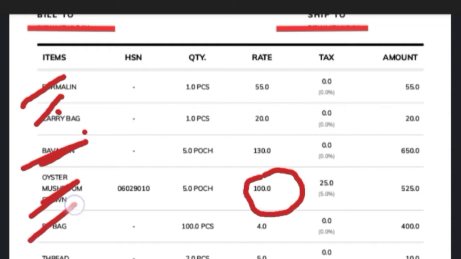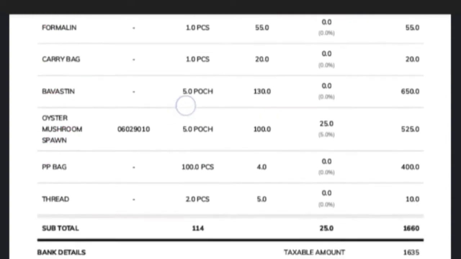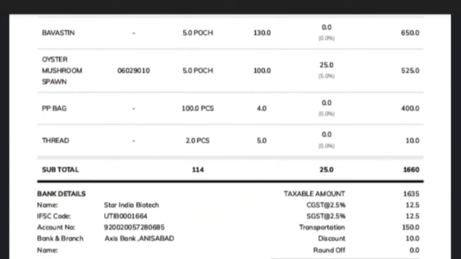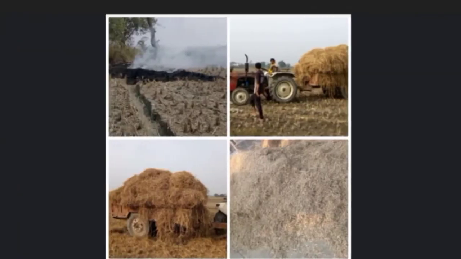The next one is the PP bag. What is a PP bag? I will show you. It is a sterilized polythene bag which is very clean, where we are going to put all the paddy straw and distribute all the spawn. We ordered 100 pieces at the rate of 4 rupees per unit. And the next one is thread, which we use for packing the bag. So these are the things we ordered. Next we are going to see how to prepare these things.